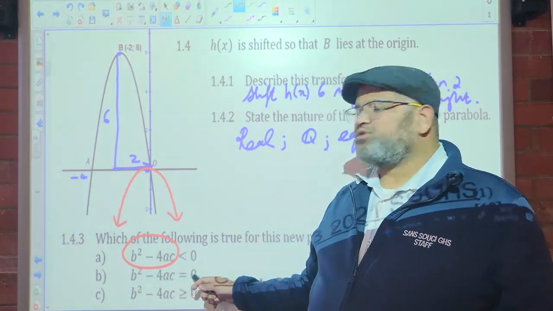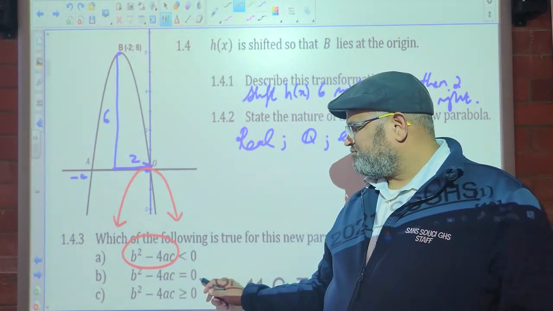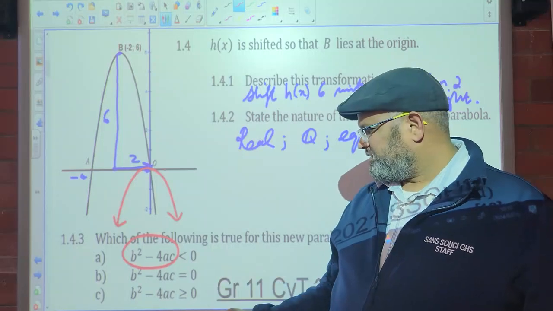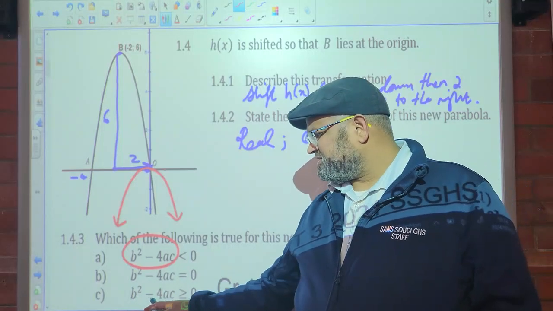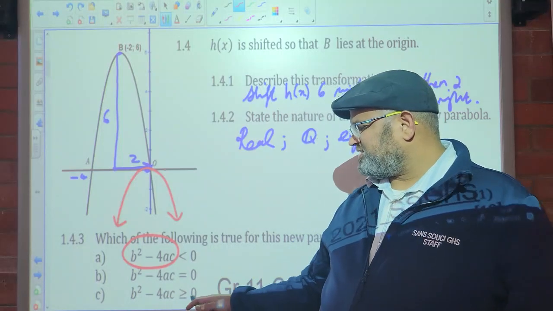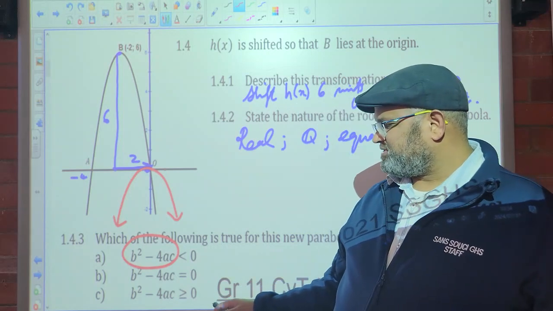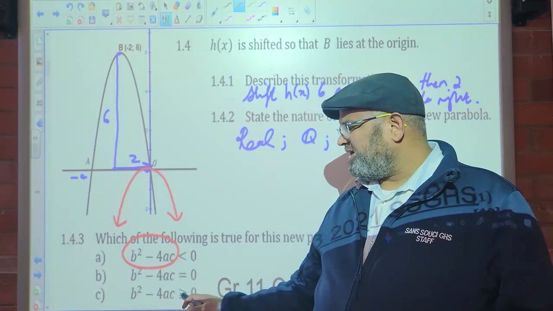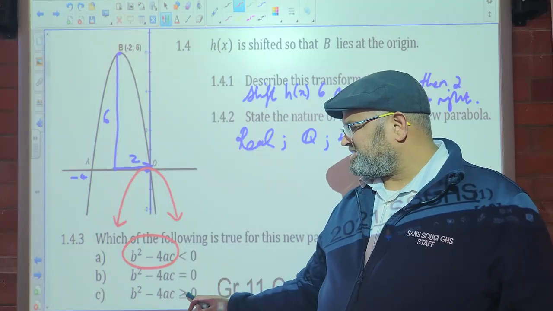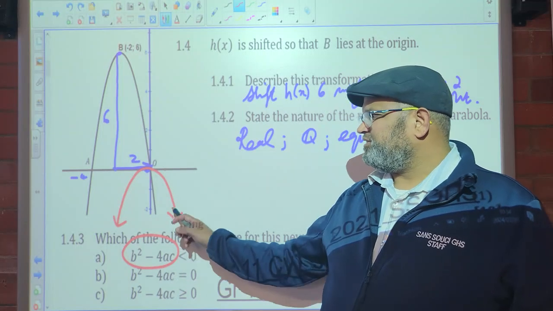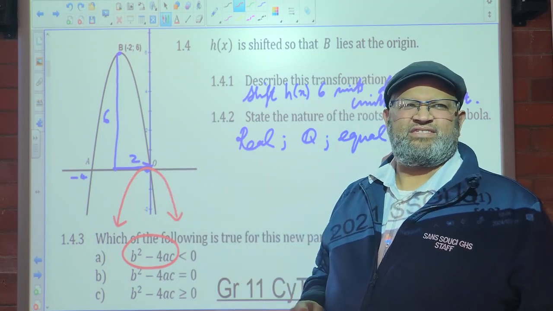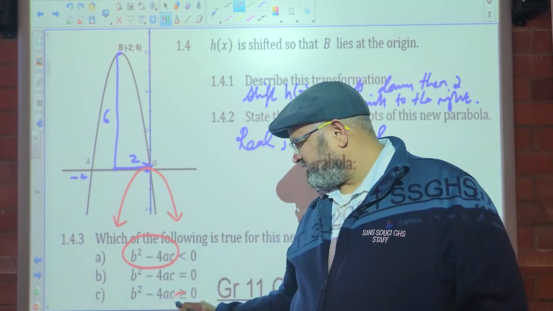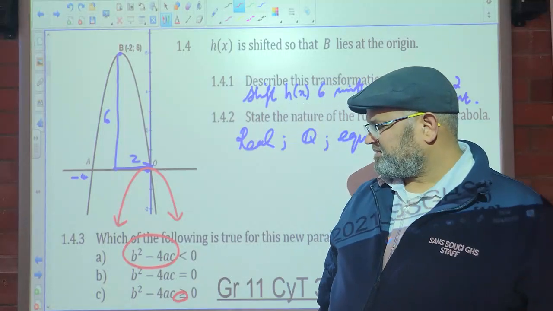Is delta equal to 0? Yes. Why? Because this will have equal roots. Not so? Yeah? Delta, b squared minus 4ac, is greater than or equal to 0. Should it be greater than 0? No. Why? Because if it was greater than 0, then you could cut the x-axis twice. Not so. We're supposed to have left that equal sign out there.